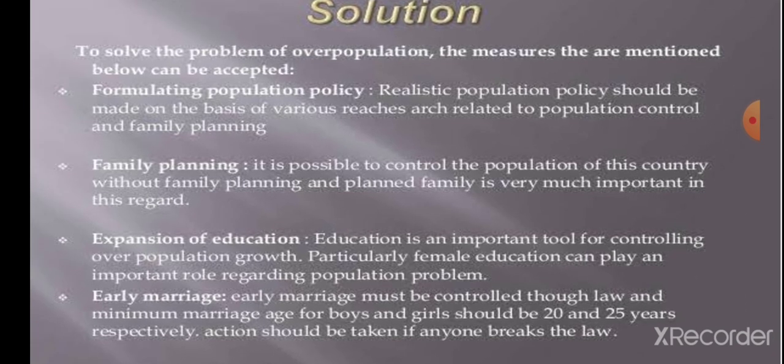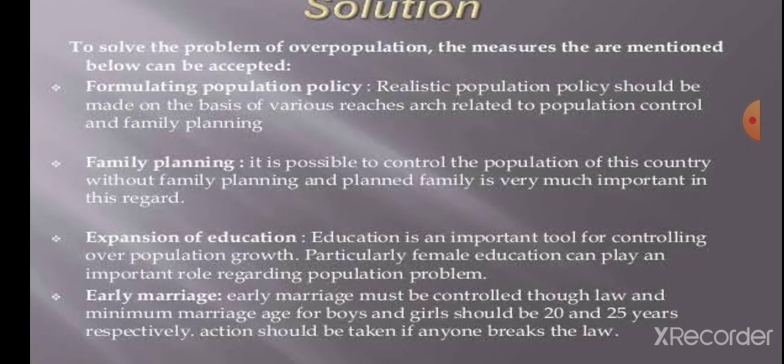Let's see some precautions. To solve the problems of overpopulation, the measures mentioned below can be adopted. Formulating the population policy: a realistic population policy should be made on the basis of various researches related to population control and family planning. So one measure is family planning. With family planning, it is possible to control the population of this country. A planned family is very important in this regard.